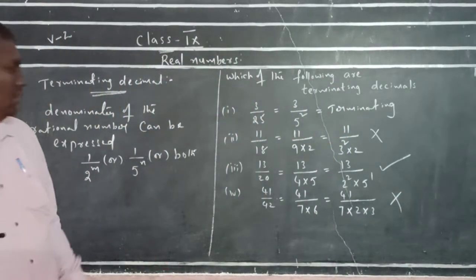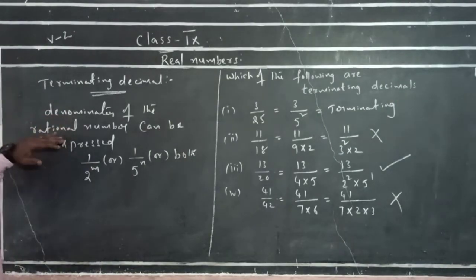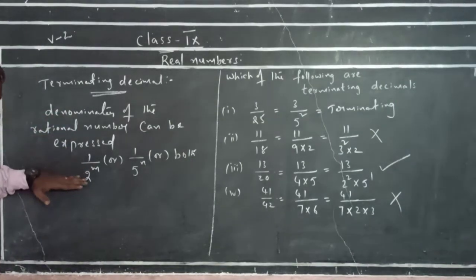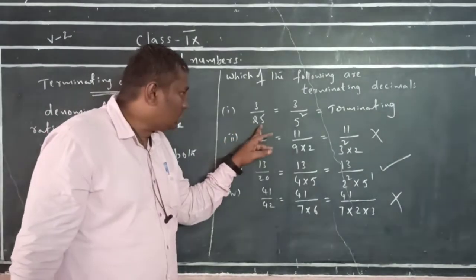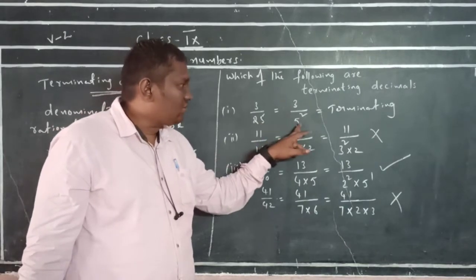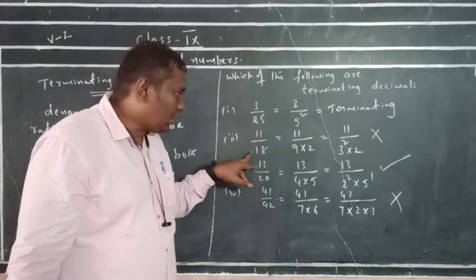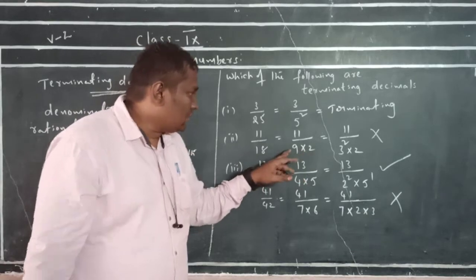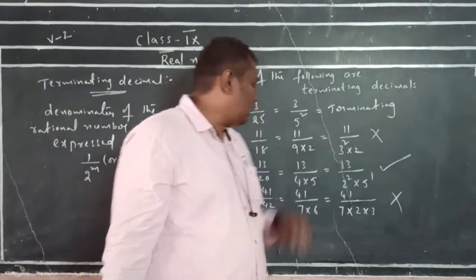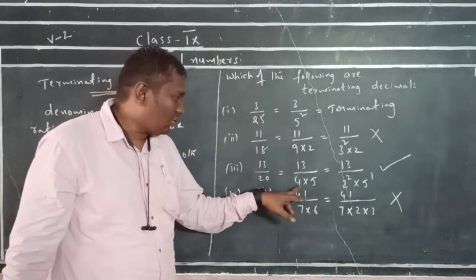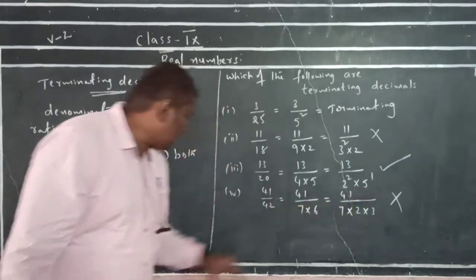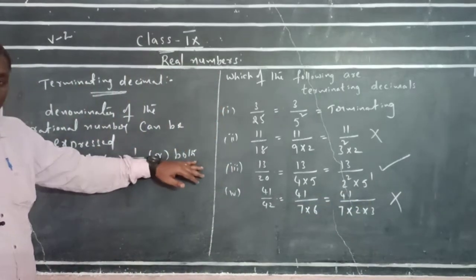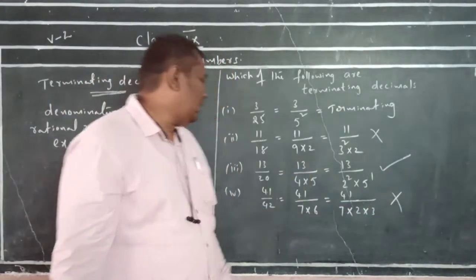You understand? Here the denominator of the rational number can be expressed as 1 by 2 power m or 1 by 5 power n. Here in the denominator, 25 you have to write 5 square. 18 you have to write 9 twos. 3 came, so that is non-terminating. And here 20 is 4 fives, 2 times 5 times, both terms are there. That's why this is terminating. Okay.